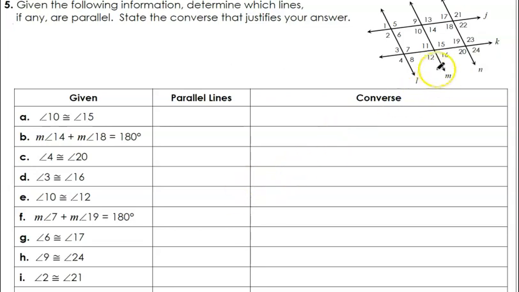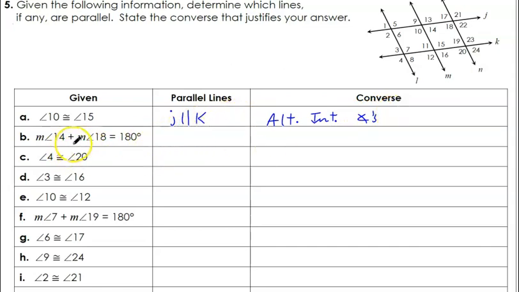Looking over here at our figure, 10 and 15 are considered alternate interior around the transversal M. So this transversal is cutting through lines J and K. So we would say that this proves that J and K are parallel. And again, the converse would be the alternate interior angles converse.